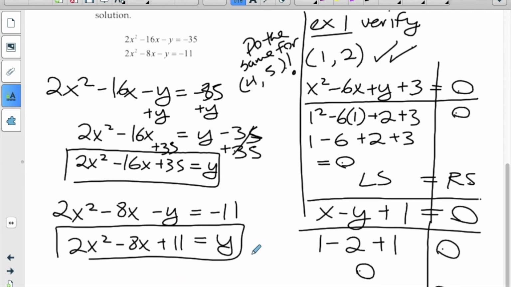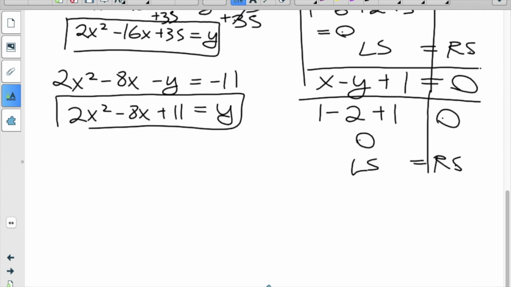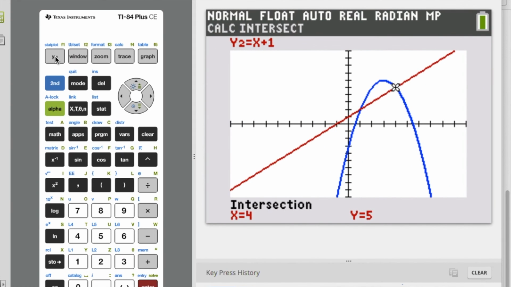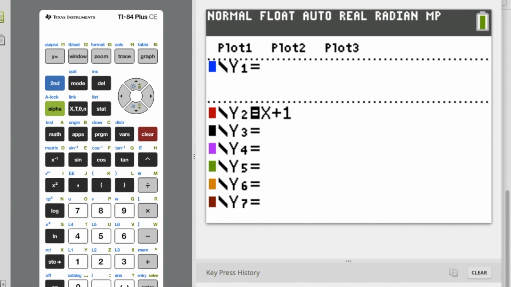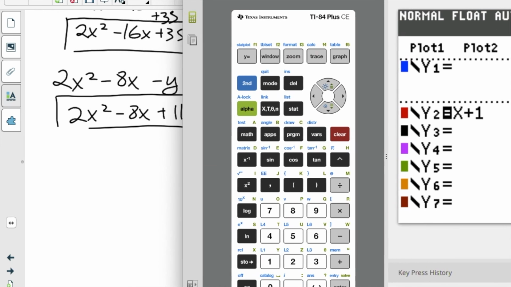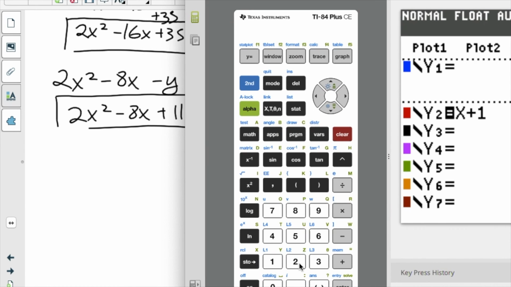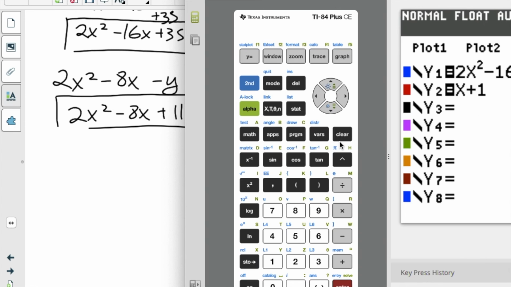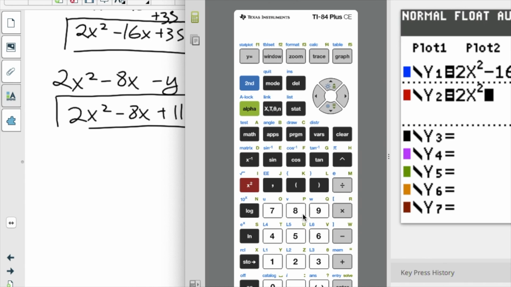Okay, let's see what happens when we graph these. Hold on, I gotta look at these, because otherwise I can't remember this stuff. So 2x squared minus 16x plus 35, that's the first one. And this one was 2x squared minus 8x plus 11.